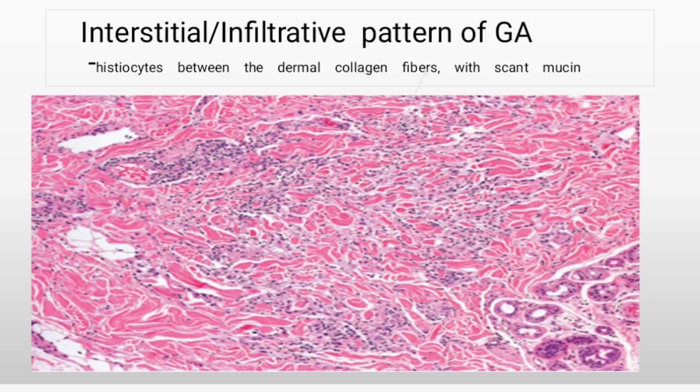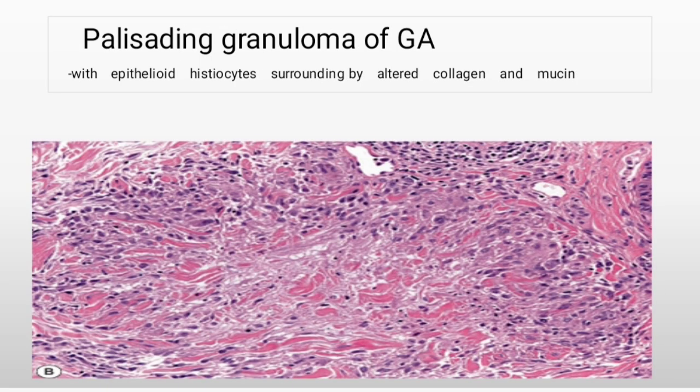So this slide is showing the interstitial or infiltrative pattern of granuloma annulare, where we can see that the histiocytes are between degenerated dermal collagen with scanty mucin. The second one shows palisading granuloma of GA, where we can see abundance of mucin in the center along with necrobiosis.